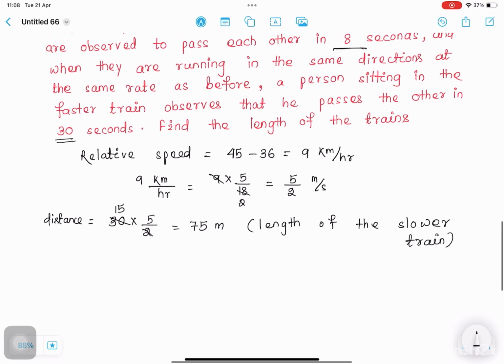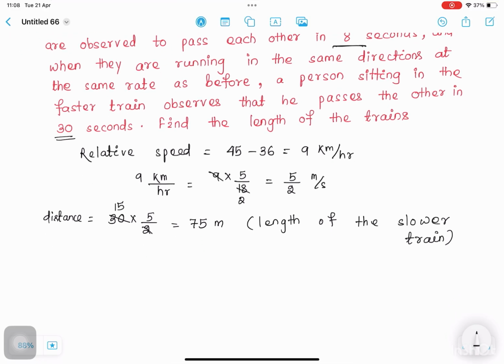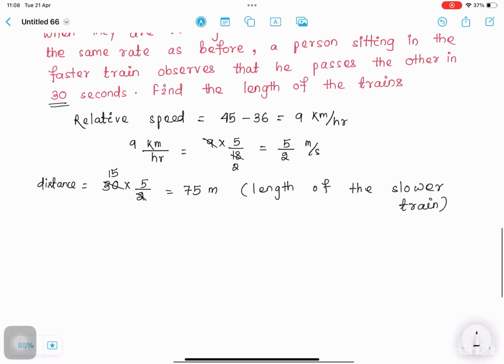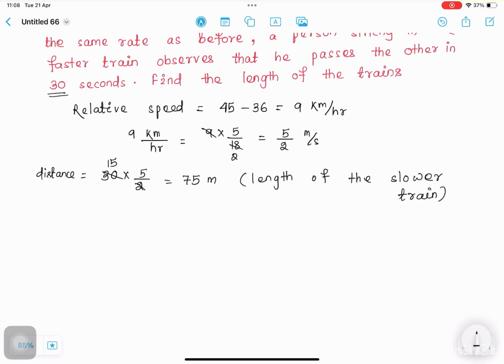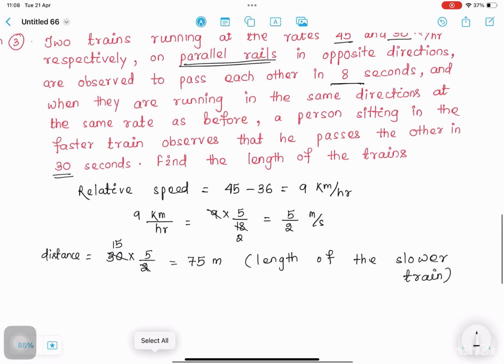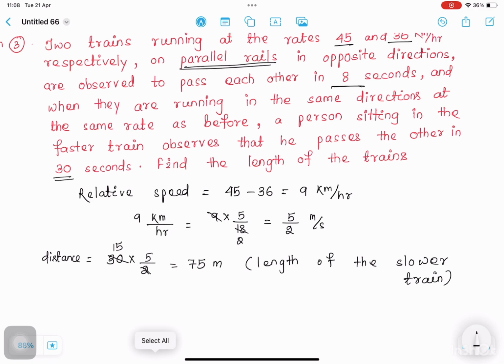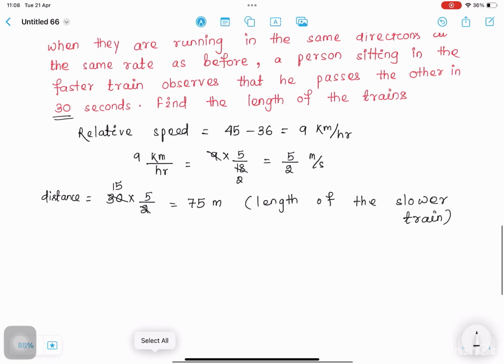Now we have to find the length of the faster train. For that we have to find the length of the two trains. So we have to find the relative speed when they pass each other in opposite directions. For opposite directions, the relative speed equals the addition of the two speeds. So relative speed equals 45 plus 36.